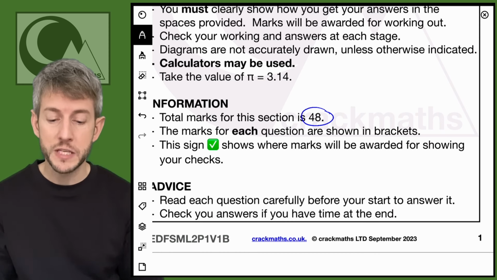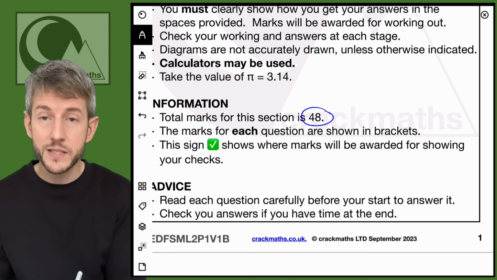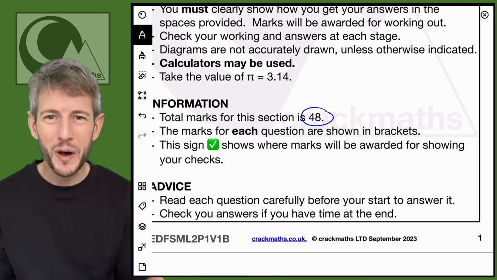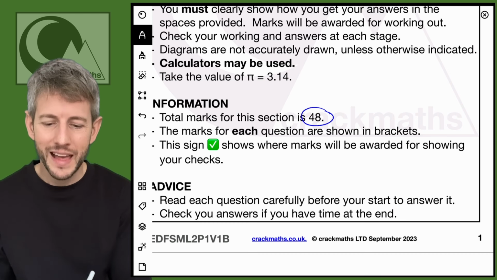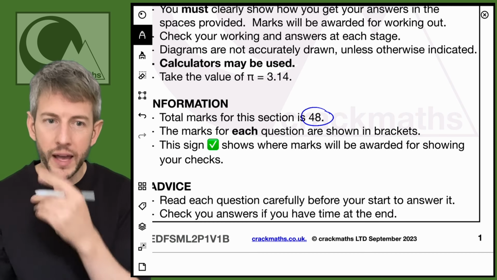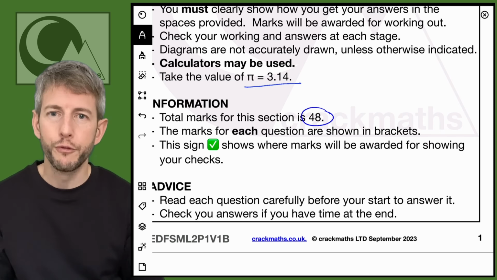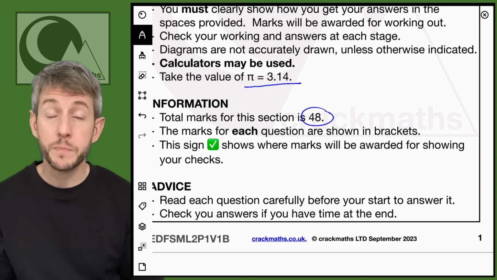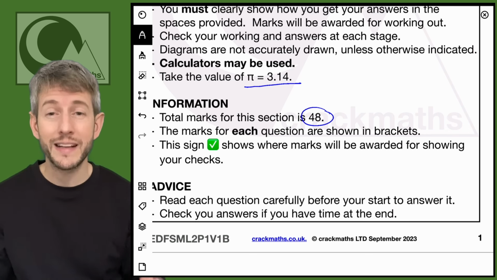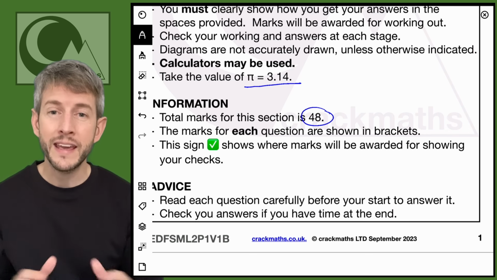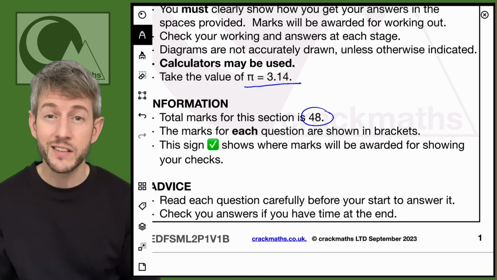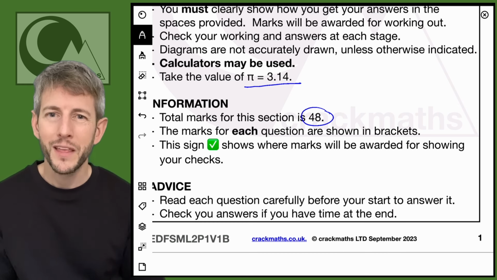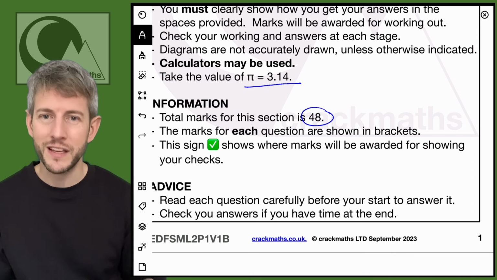Key things to note for this paper is that calculators may be used, because part of it being the calculator paper. And we take the value of pi to be 3.14, okay? And that's particularly good to note because although the calculator has the pi button, for ease within functional skills, it's just easier to use the 3.14. Okay, so let's take a look at the first question of this.